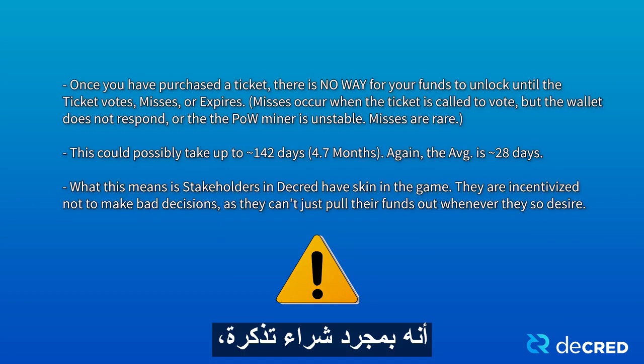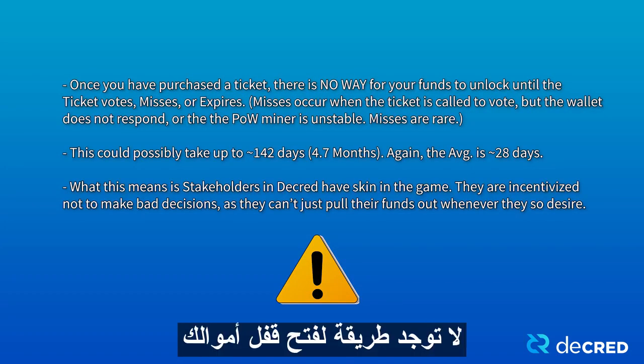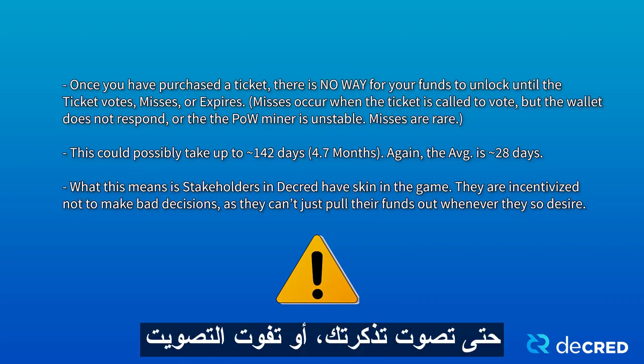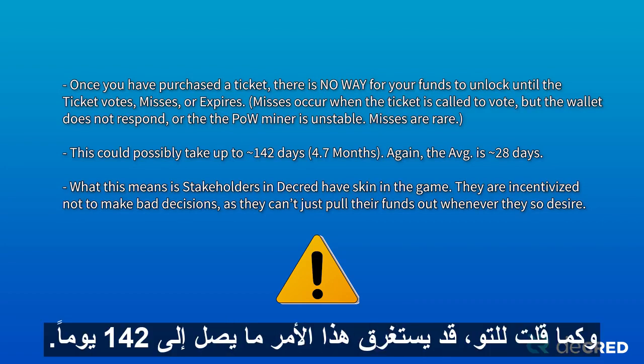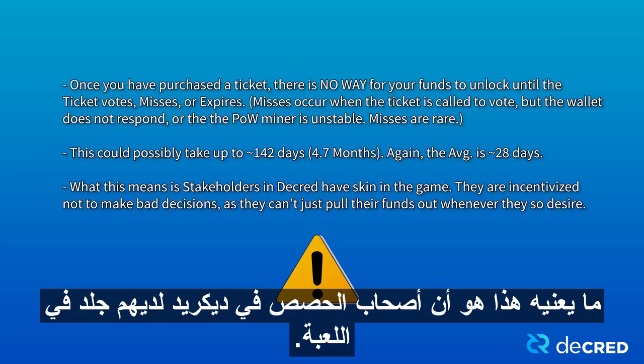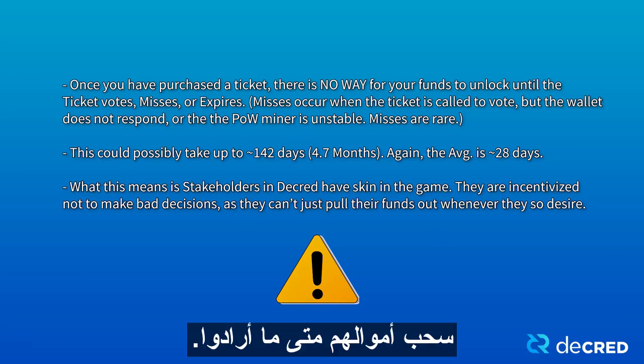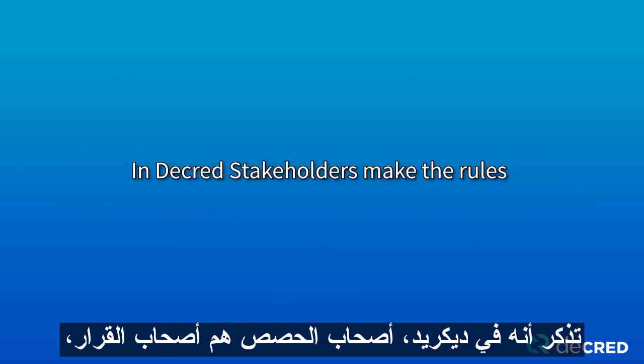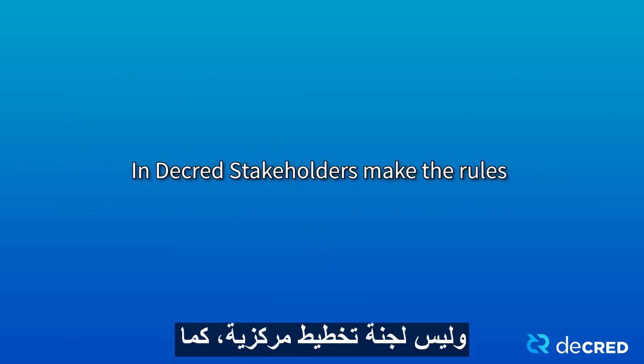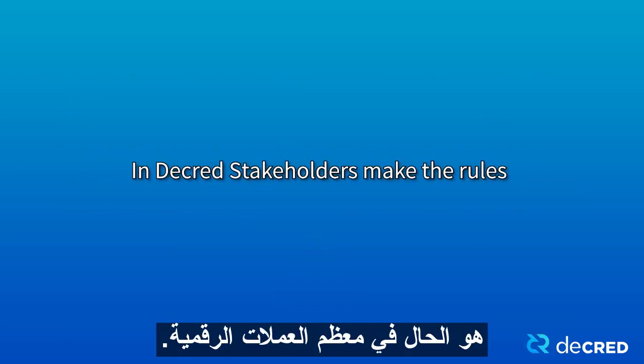It's important to understand that once you have purchased a ticket, there is no way for your funds to unlock until the ticket votes, misses, or expires. As I just said, this could possibly take up to 142 days. What this means is stakeholders in Decred have skin in the game. They are incentivized not to make bad decisions, as they can't just pull their funds out whenever they so desire. Remember, in Decred, stakeholders make the rules, not a central planning committee like in most cryptocurrencies.